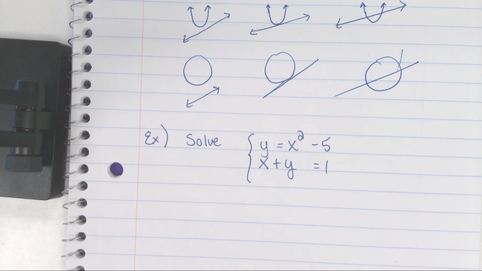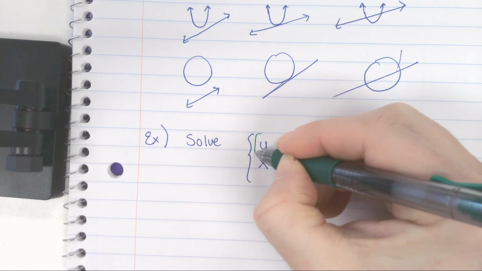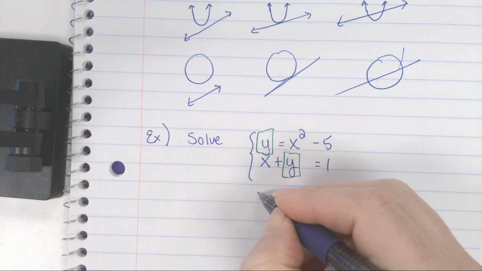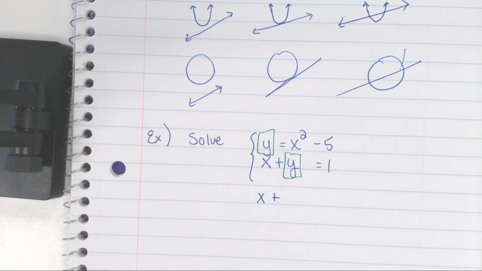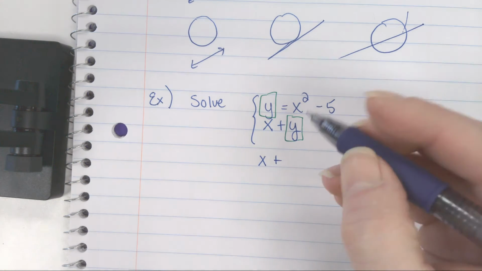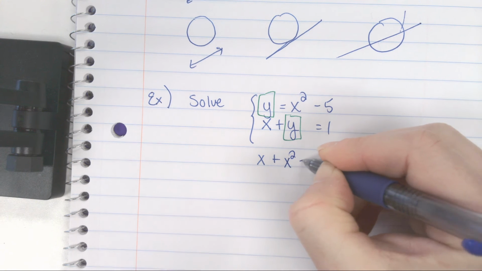What, if I'm thinking of solving how we did before, what do you kind of want to do? Substitution. See this y here? Could I put it down here? Let's do it and see what happens. So now I have x plus, what would go in that spot? x squared minus 5 equals 1.